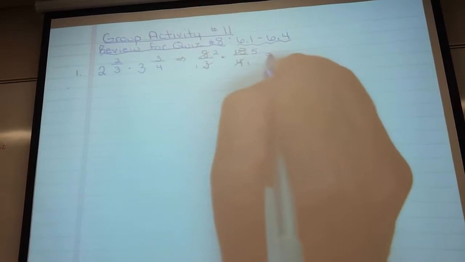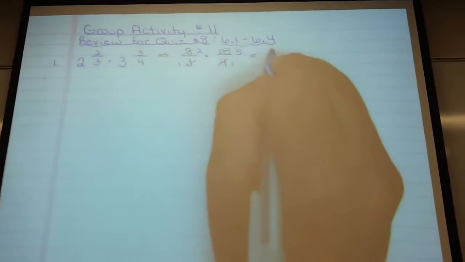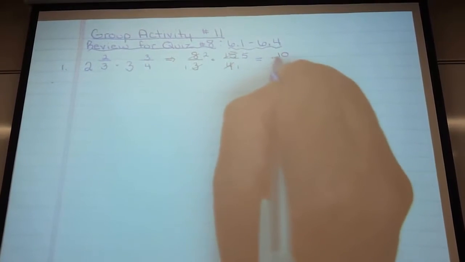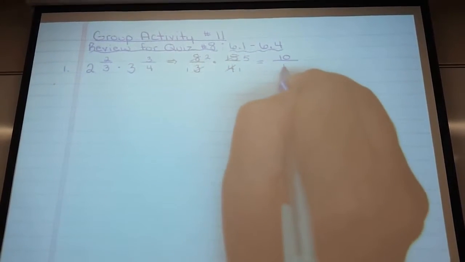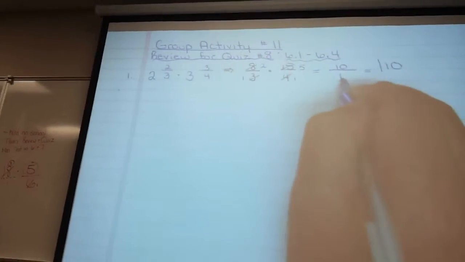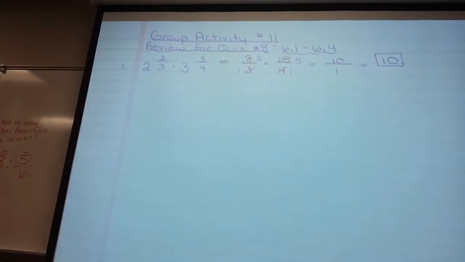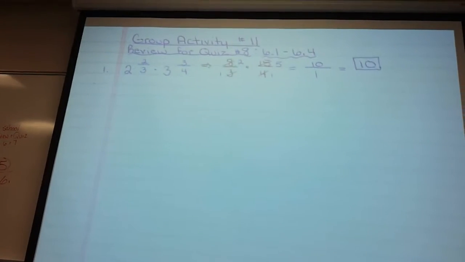Then you go ahead and multiply straight across. What number will we have on the top? 10. Technically, what would be in the denominator? 1. And you can just simply say 10. You don't even have to put that, it's just in case you want to. All right. So you have one like that. You've got to make sure you change them to improper. You've got to make sure you know that step.